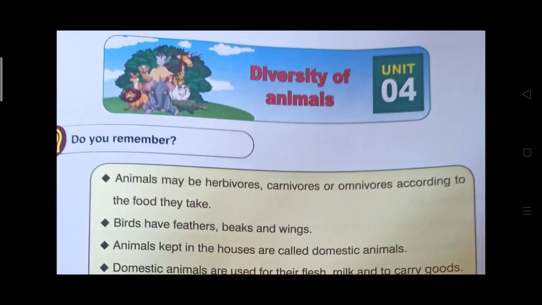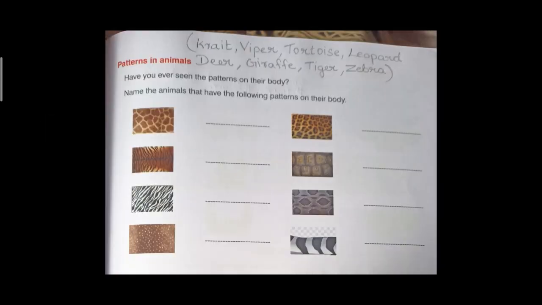Hello, my dear children. Today we continue the chapter Diversity of Animals, Unit 4. We have some more activities to complete this chapter. Today we can do it. The first activity is on page number 53.